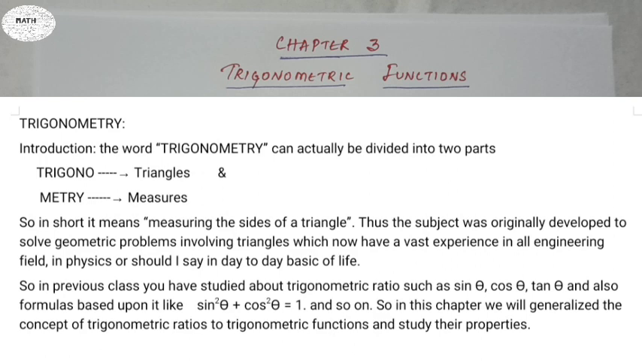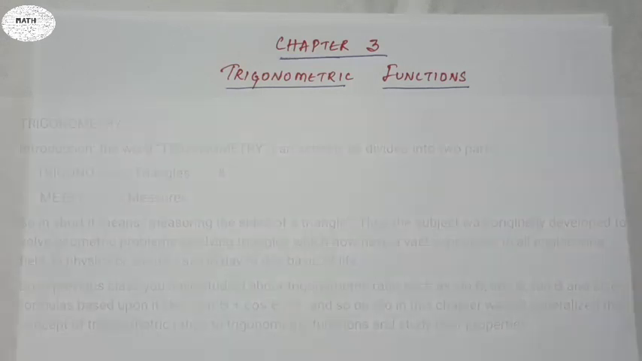In the previous class, that's class 10, we have studied trigonometric ratios such as sine theta, cos theta, tan theta, and so on, and also formulas based upon them, like sine squared theta plus cos squared theta is equal to 1. Right? So in this chapter, we will generalize the concept of trigonometric ratio to trigonometric function and then study their properties. So let's begin.